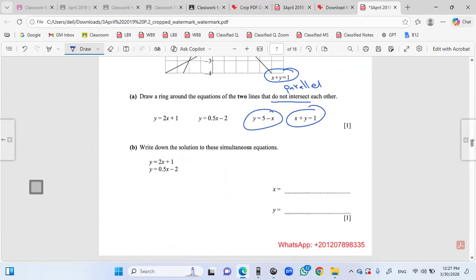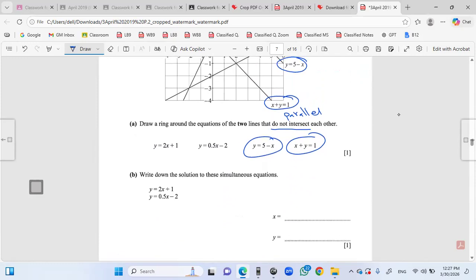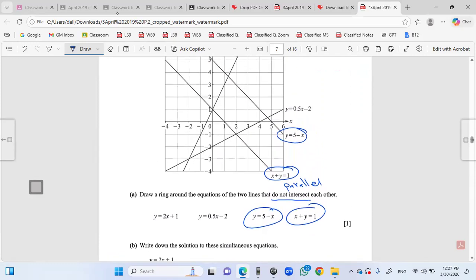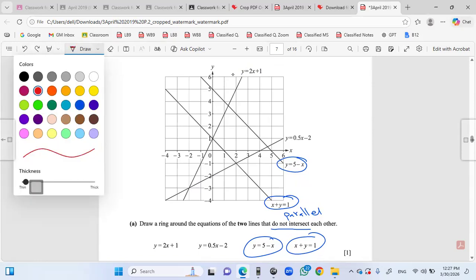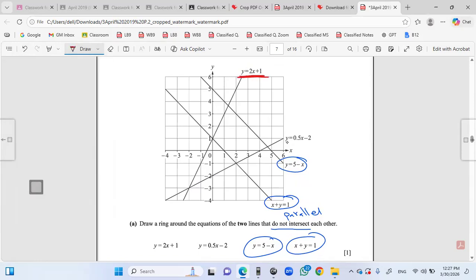Write down the solution to these simultaneous equations. 2x plus 1, 0.5x minus 2. So 2x plus 1 is this line over here, and let me choose a different color for this question, not to confuse you. So they're talking about this and this. They wanted the solution x and y. Look for the point of intersection. Where do they intersect? They intersect here. What is the x of this point? If you go up, you're going to find out that the x is -2. So x is -2 and the y is -3. So -2, -3.